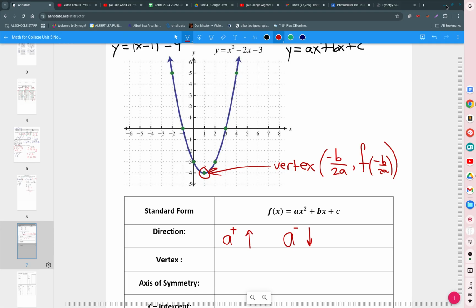Once you find the vertex, we can then draw the axis of symmetry. The axis of symmetry is this imaginary line that divides the parabola directly in half, splits it side to side. It's a vertical line. Vertical lines have the equation of x equals, and it's always x equals whatever the x value is of your vertex, or negative b divided by twice the a value.